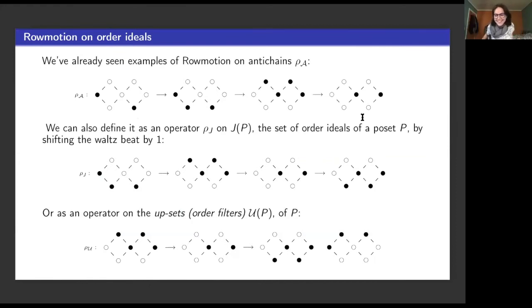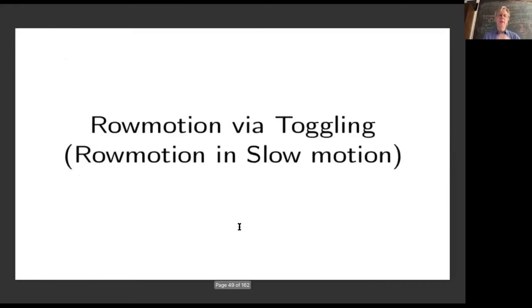This row motion operator on anti-chains makes equally good sense on the corresponding order ideals. You can think of this 3-beat waltz as starting 1 beat later, and then you can start with this order ideal, take the complement, look at the minimal elements, which will be an anti-chain, and then saturate the anti-chain down. The other way to think about it is as an operator on the upsets, and I think that's what I'm doing here. So this is the row motion.